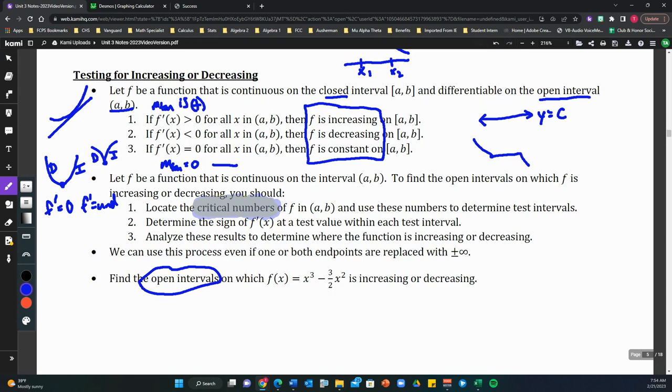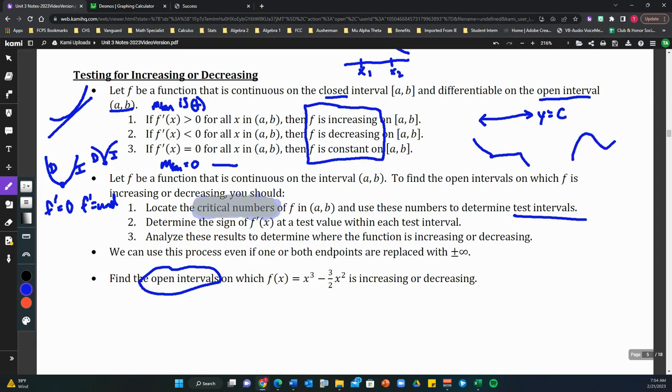So once I have those, we're going to take the domain of the derivative, or the intervals of differentiability, and cut them all up into smaller test intervals. And then we're going to use those and determine the sign of f prime at a test value within each of those intervals. Because the idea is these critical numbers are the only place where the function could actually change directions. So we know that in between those, they all have to do the same thing.